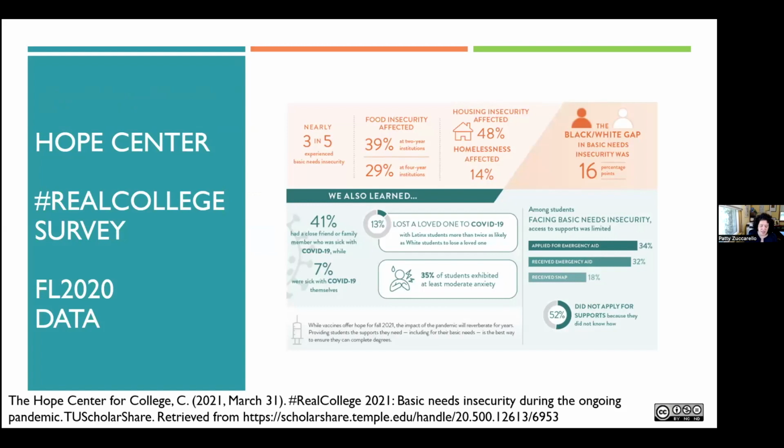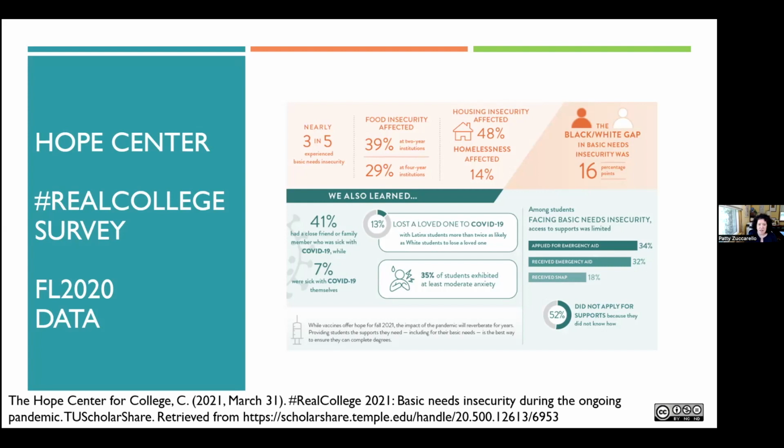Another organization that does a lot of deep work in this space is the Hope Center out of Temple University. And they implement another similar survey, but it's all about basic needs. The CESI survey includes all kinds of other things about the students' community college experience. This survey, though, about Real College is really specifically looking at basic needs. And this survey was done with 130 two-year institutions and 72 four-year institutions. All in all, they had almost 200,000 students completing the survey.